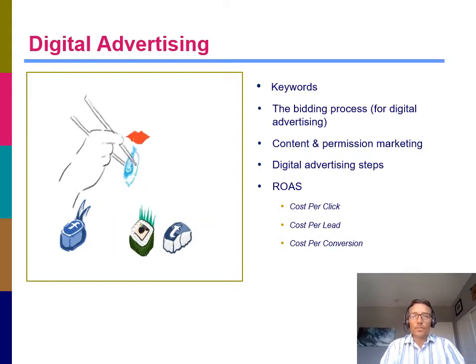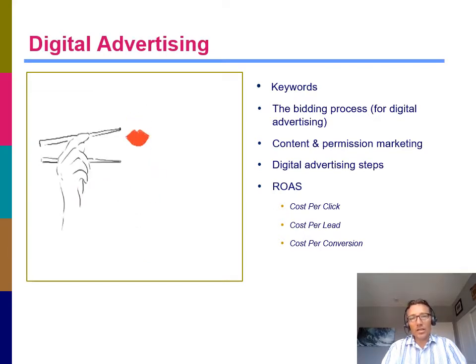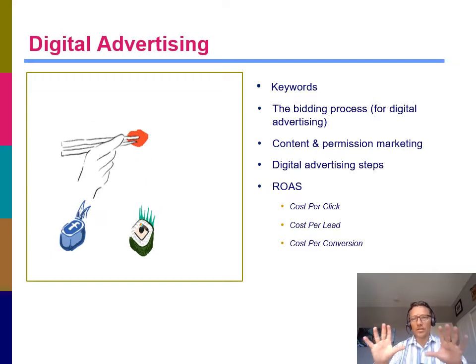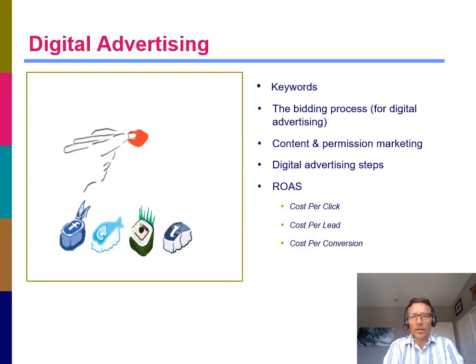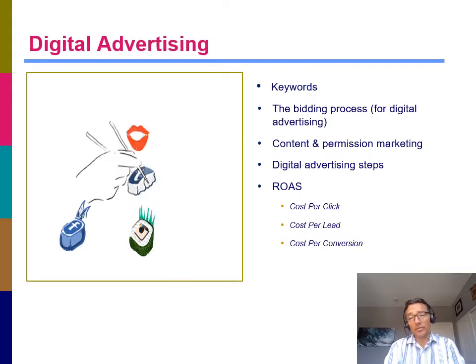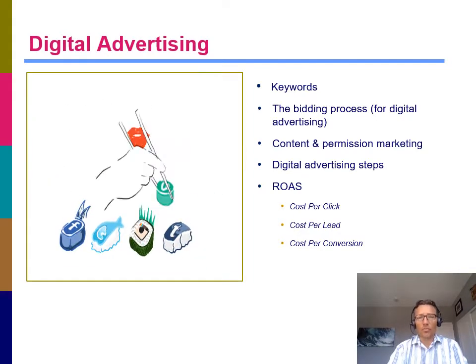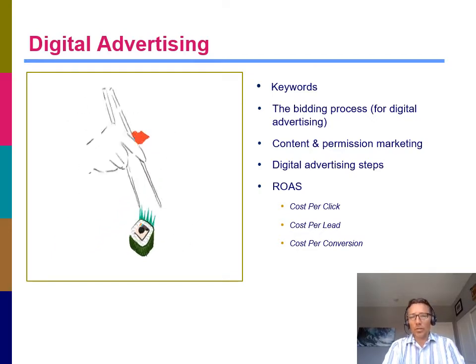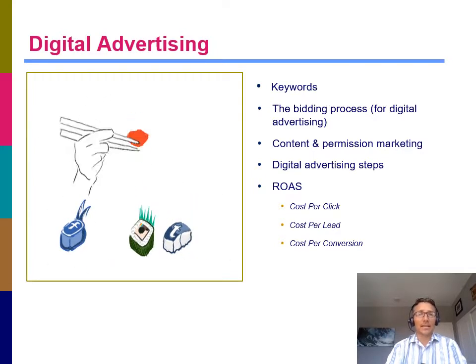This first lecture is going to cover the bullet points that you see above me in this slide. We're going to talk about keywords and the bidding process and this concept of permission marketing and how content drives that. And then some of the common digital advertising steps that you go through to determine the size of your market and prepare your bids, etc. And then the last point is ROAS, which stands for Return on Ad Spend.